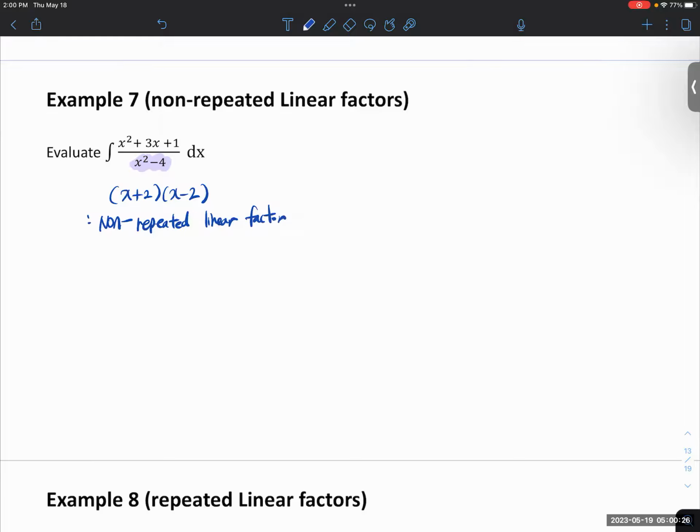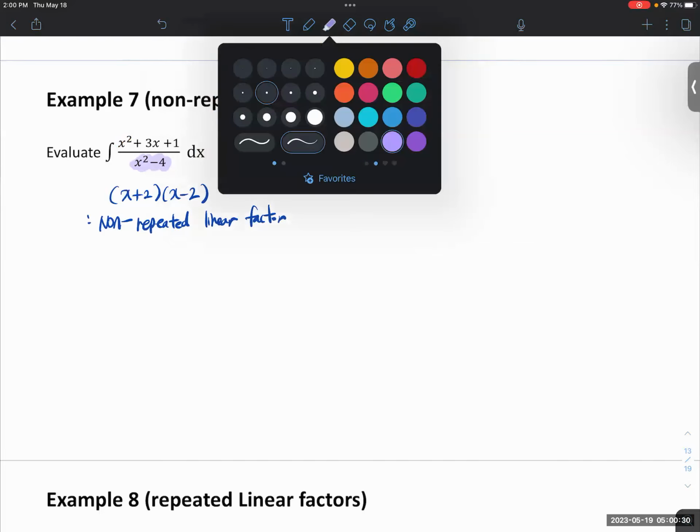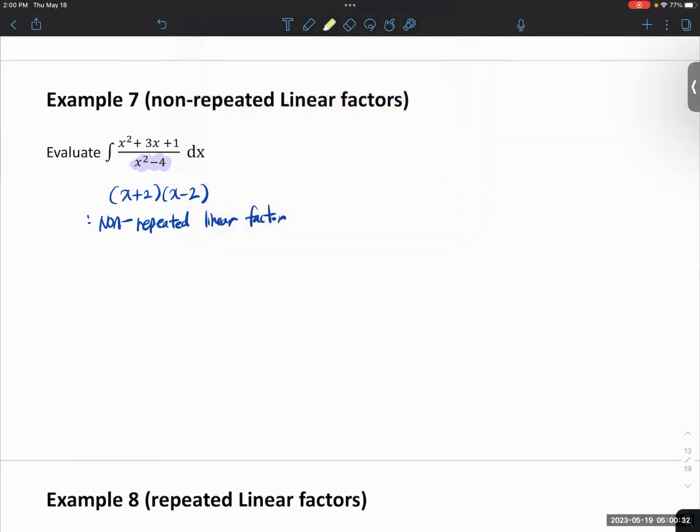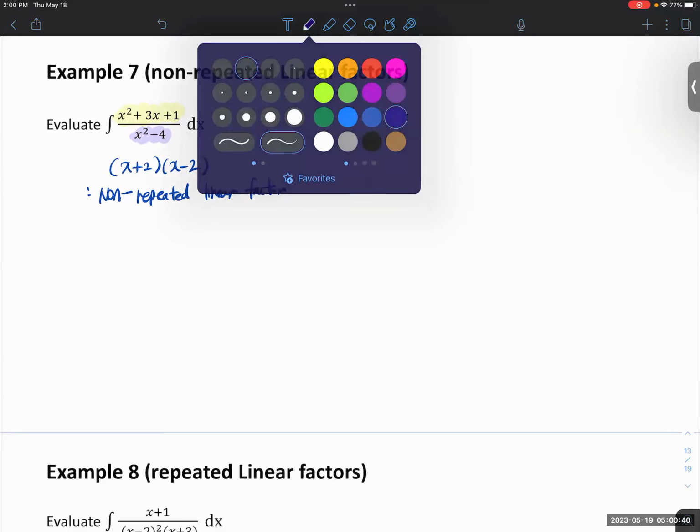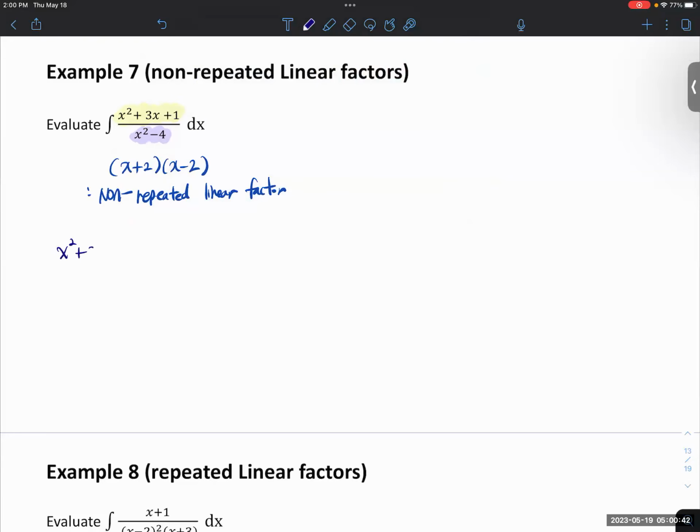And then also the numerator is complicated. The numerator is also complicated this time. And then let me see, actually, this is a little bit challenging question. Let me actually divide it. So x squared plus 3x plus 1, the numerator, divided by the denominator.